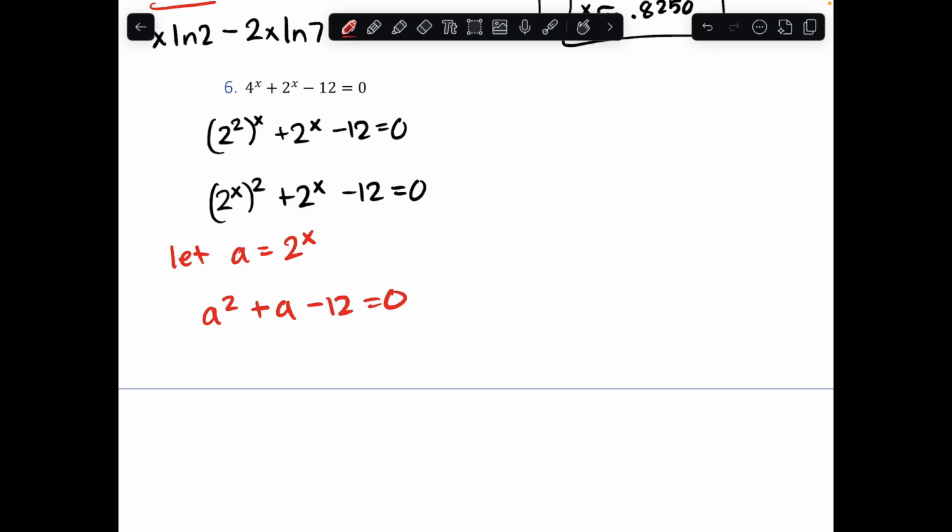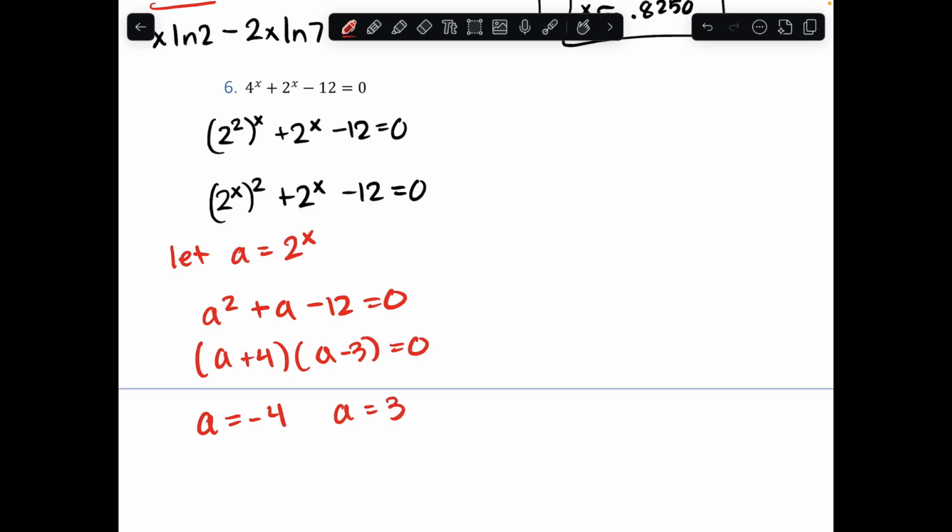Now this clearly looks a lot more like a quadratic than our previous version. And so we can just go ahead and factor. This then becomes a plus 4 times a minus 3 is equal to 0. And now our zero product property will tell us that a has to be equal to negative 4 and a has to be equal to 3.